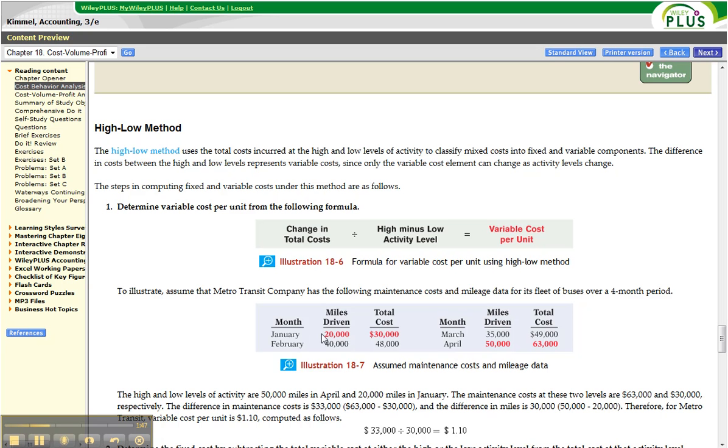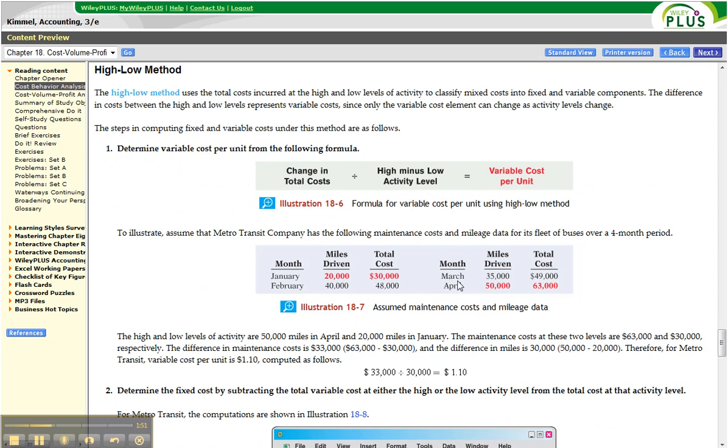So if you look in this example, January and April are the biggest months in terms of mileage driven. So what you do is you take the change in total costs between the high and the low months, that's 63 minus 30, that's 33,000, and you divide that by the high minus low activity level, which is 50 minus 20. So you get 33,000 divided by 30,000 equals $1.10. So that's the variable cost component. It's $1.10 per mile. Okay, that's the variable cost piece.